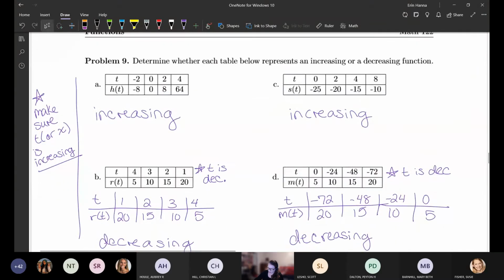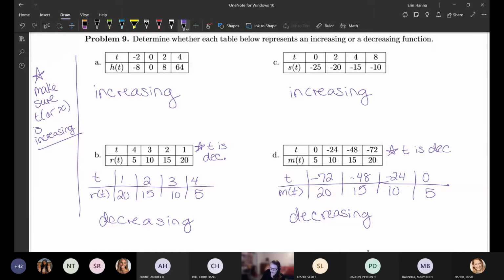And then from there, let me bullet point this, determine if the f of t or f of x or whatever function name you're working with, we had a bunch of different function names here, are increasing or decreasing. And this is essentially your answer.